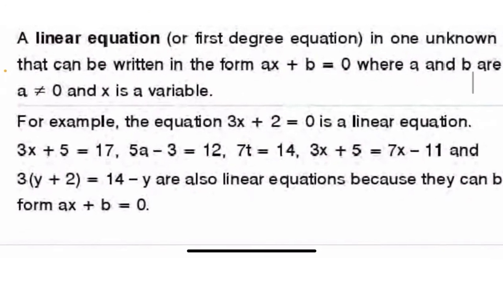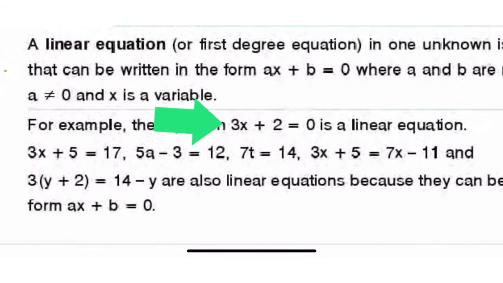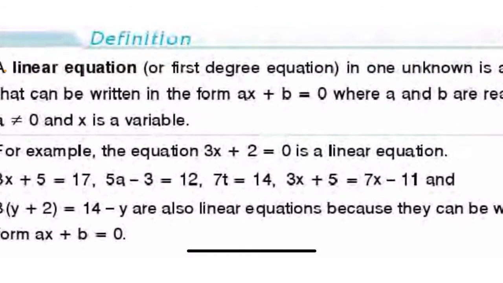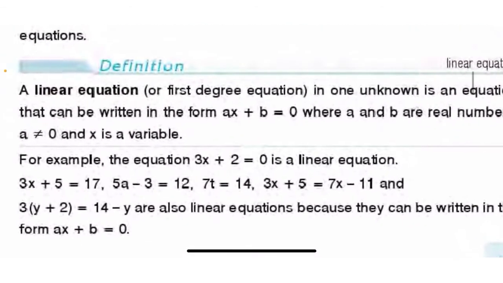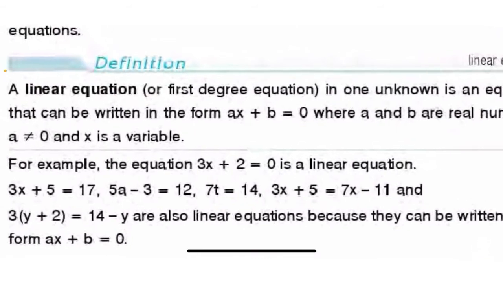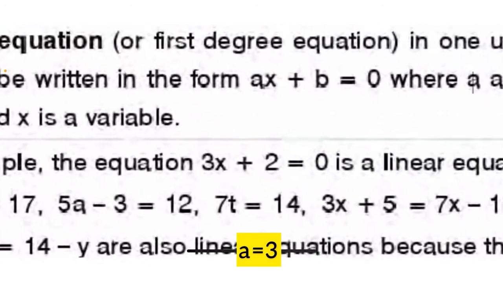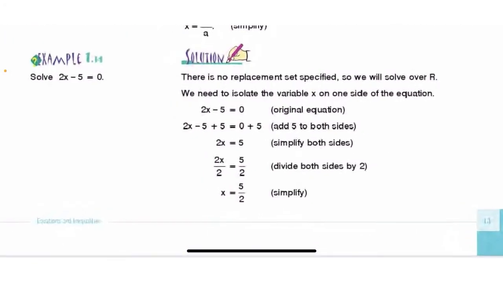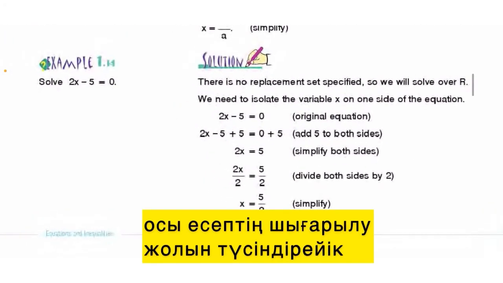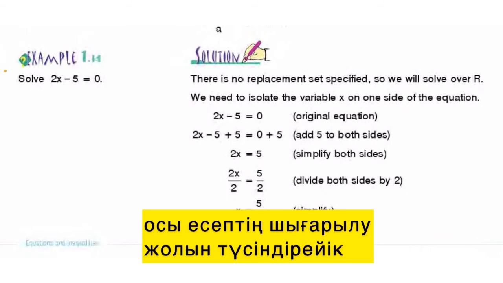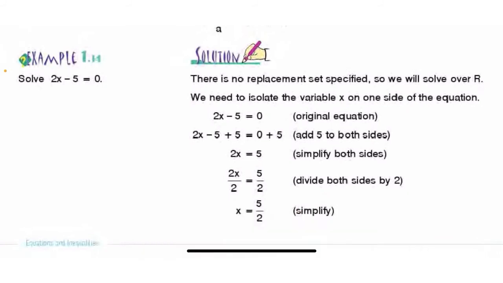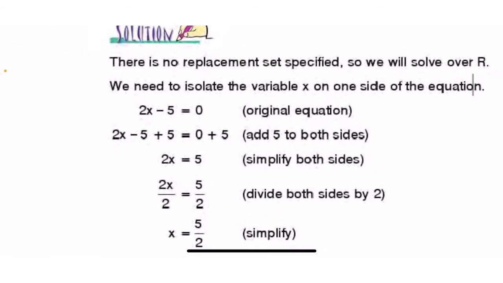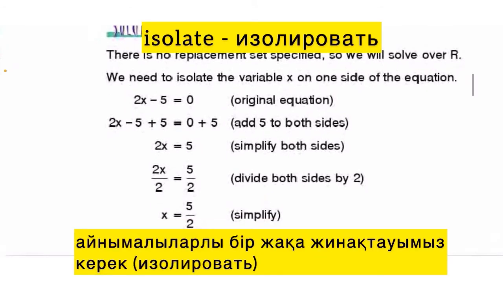3x plus 2 equals 0 is a linear equation, because here a and b are real numbers, 3 and 2, and a is not equal to 0, which is 3 is not equal to 0. Let's explain this, solving the equation 2x minus 5 equals 0. How do we solve it? We need to isolate the variable x on one side of the equation.